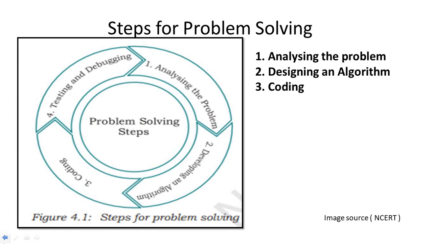Once programs are ready, then we check the correctness of the program in step number 4, testing and debugging. In testing and debugging, we are going to test the program for various parameters, whether the output we want is achieved. Is there any error? If there is an error, then correct that error and again see the result. So these are the 4 steps in problem solving. First, analyze the problem, then develop an algorithm, third coding, then testing and debugging.